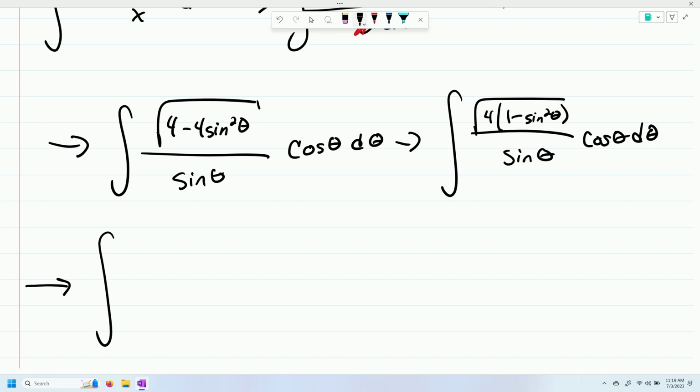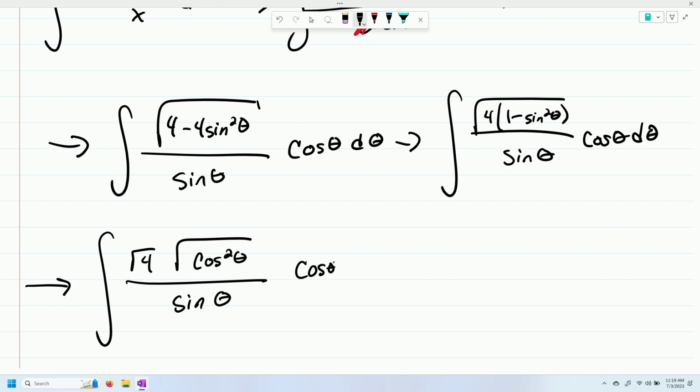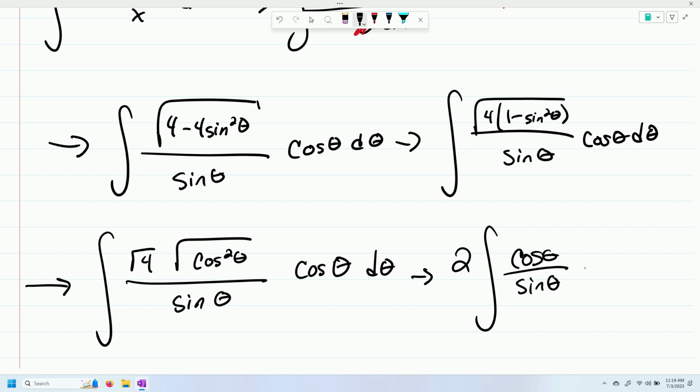You want to do all your simplifying underneath that radical first. So we end up getting the integral of the square root of 4 times the square root. Now remember, 1 minus sine squared theta is cosine squared theta. All this is over sine theta cosine theta d theta. And just going from left to right, the square root of 4 is 2. I'm going to move it out front. The square root of cosine squared theta is cosine theta, over sine theta times cosine theta d theta.